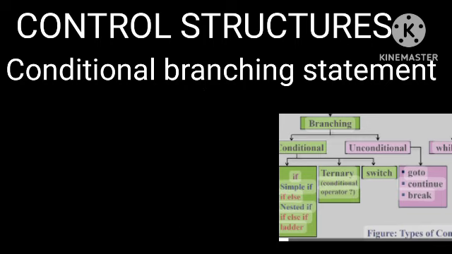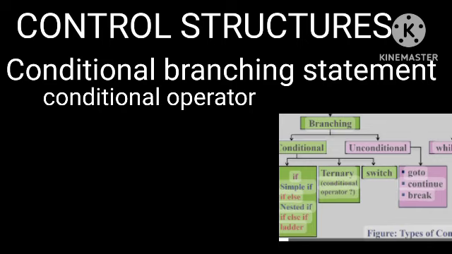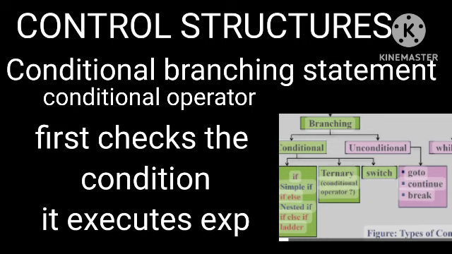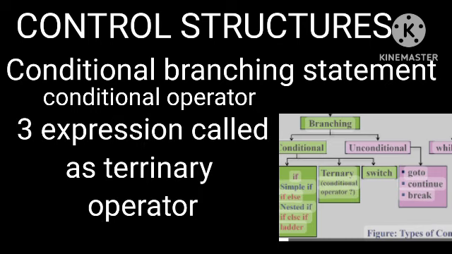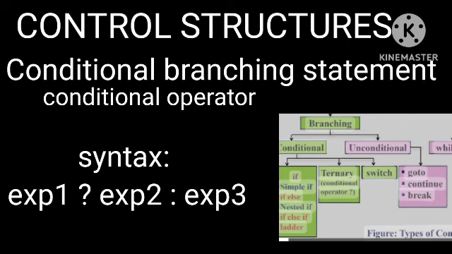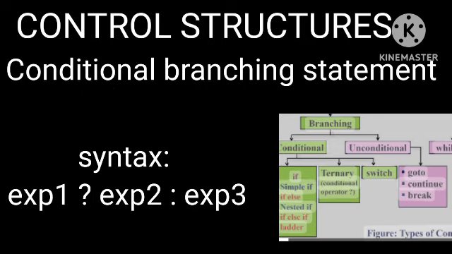Next one in conditional branching statements is the conditional operator. We discussed this conditional operator in types of operators. This operator first checks the condition. Based on that condition, it executes the required expression. The conditional operator is formed with two symbols, question mark and colon. It contains three expressions, so it is called a ternary operator. The syntax is: expression 1 question mark, expression 2 colon, expression 3.